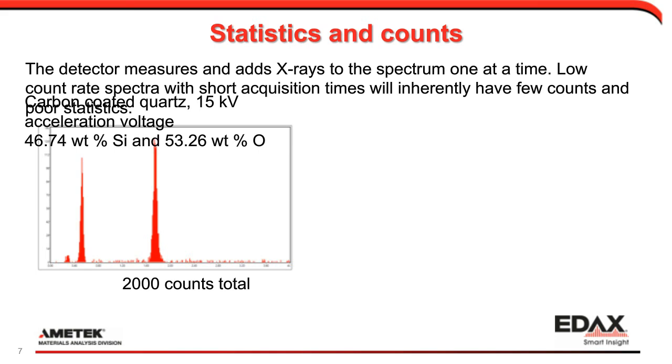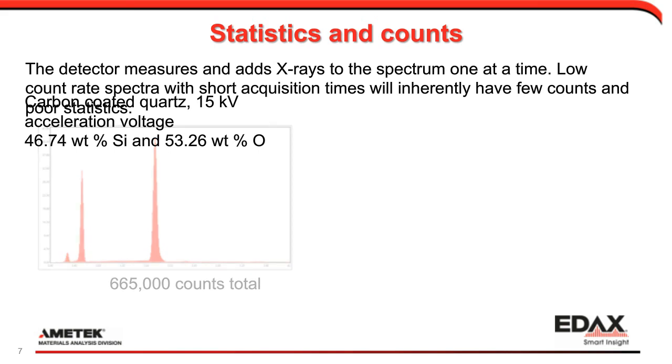The longer we acquire or increase our count rates, the better statistics we get in the spectrum. Here we have 4,000 counts, 10,000, 40,000, 150,000, and 665,000 counts. So we can see we get much nicer peaks, much smoother background.